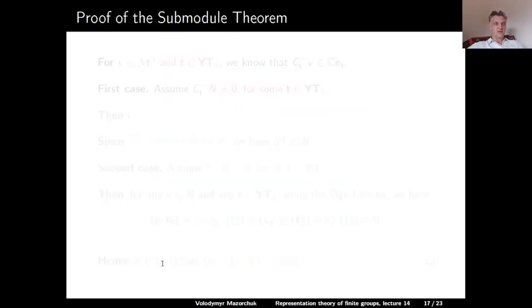So now let us prove the submodule theorem. For any element v of M lambda and any Young tableau T of shape lambda, we know that C_T minus v belongs to the linear span of E_T. So C_T minus projects the whole M lambda onto the one-dimensional subspace generated by the polytabloid E_T.